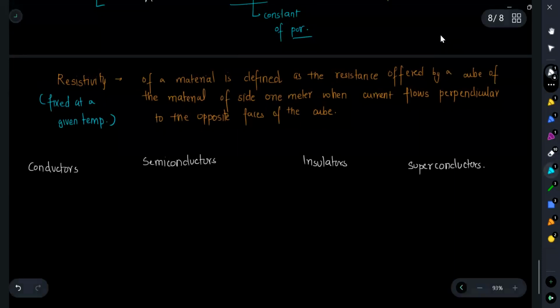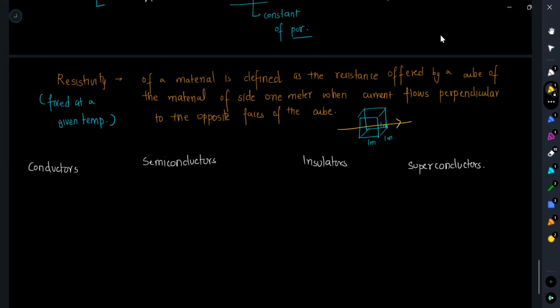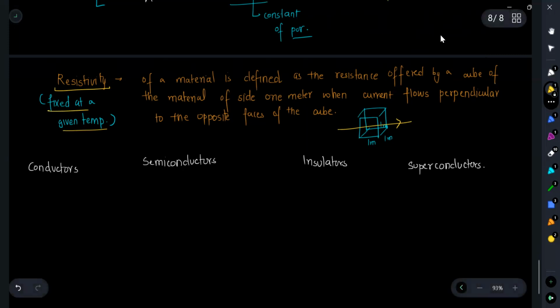रेजिस्टिविटी बोल रही है कि अगर हमारे पास एक यूनिट क्यूब होता है, यूनिट क्यूब मतलब एक ऐसा क्यूब जिसकी 1 मीटर साइड्स होती, ठीक है. इसमें से अगर करंट परपेंडिकुलरली फ्लो करता है तो इसकी इस सब्सटेंस की जो रेजिस्टेंस होगी वो रेजिस्टिविटी. तो रेजिस्टेंस हम ऑलरेडी डिफाइन कर चुके हैं. रेजिस्टेंस की डेफिनेशन यूज करके हम रेजिस्टिविटी डिफाइन कर रहे हैं. एंड ये पर्टिकुलरली स्पेसिफिक होगा फॉर मटेरियल्स एट फिक्स टेम्परेचर. ये हमेशा कांस्टेंट रहेगा, इट विल नॉट चेंज.